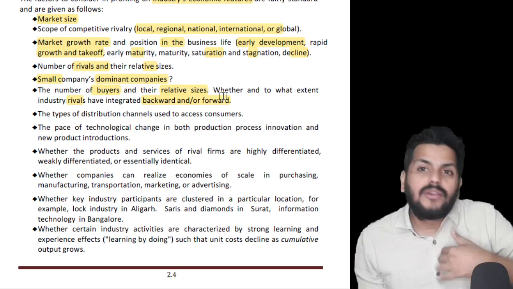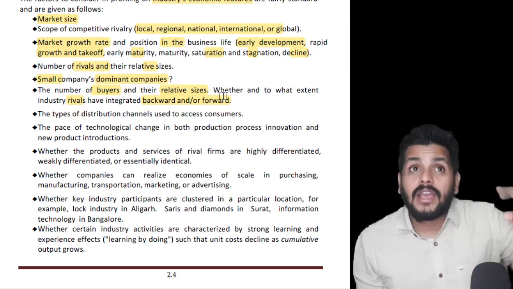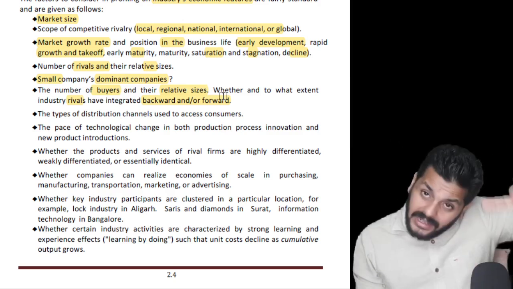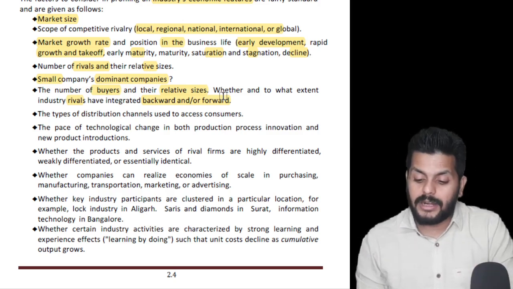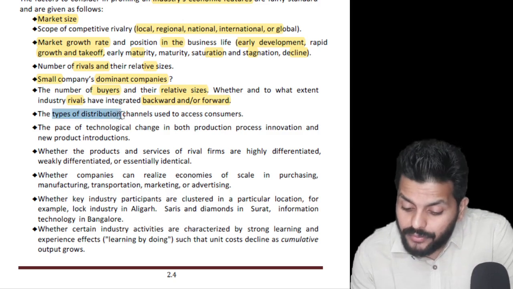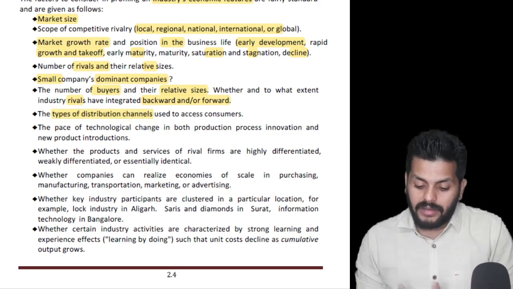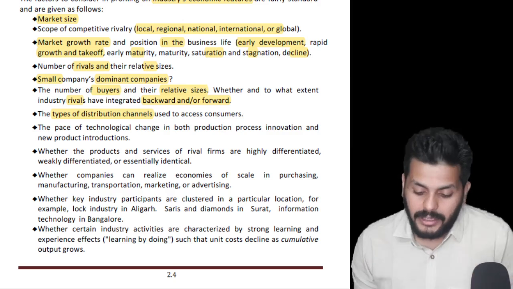So if I am fully integrated, I have great advantages, but if rivals are more integrated, that is why the question is, to what extent rivals are integrated forward and backward. How many types of distribution channels are there to access our customers? How can we reach out to our customers? How many channels are there?